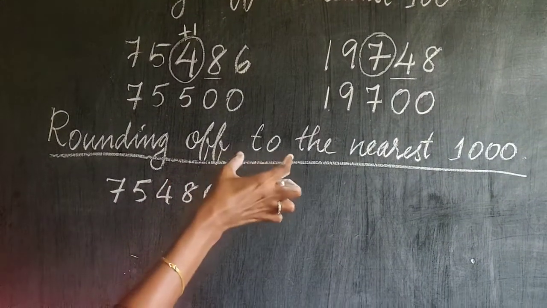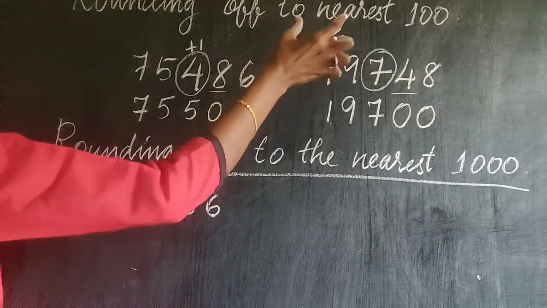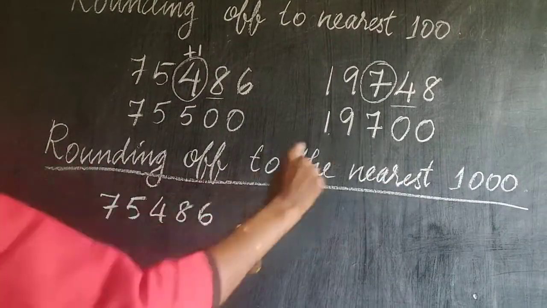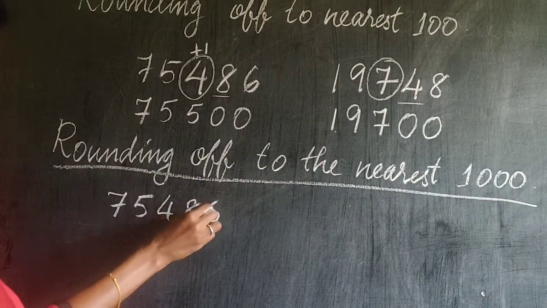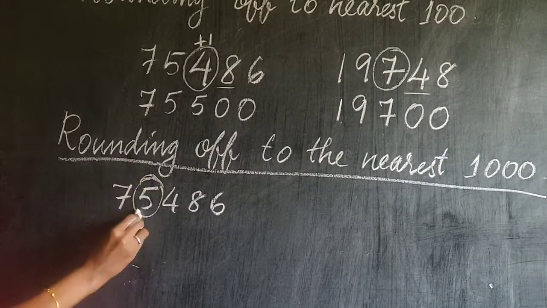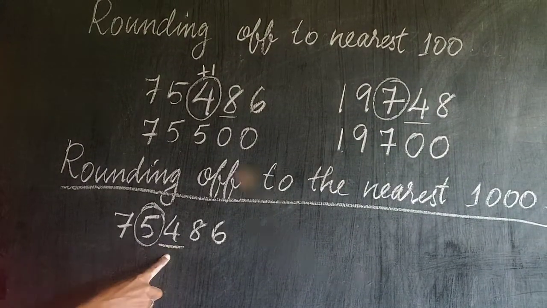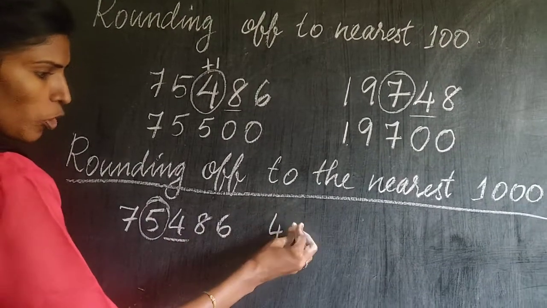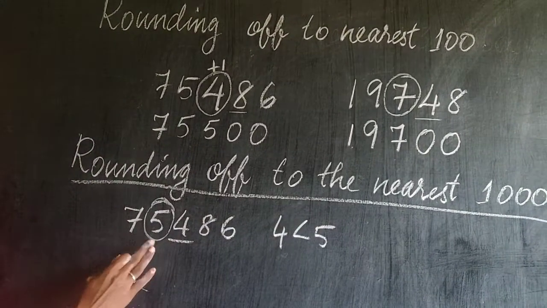To round off to the nearest 10, we were marking the number in the tens place. To round off to the nearest 100, we were marking the number in the hundreds place. Now to round off to the nearest 1000, you mark the number in the thousands place. Here: ones, tens, hundreds, thousands. In the thousands place the number is 5. Now you have to look at the digit on the right side. The number is 4, and 4 is smaller than 5. So since it is smaller than 5, we will not make any change.